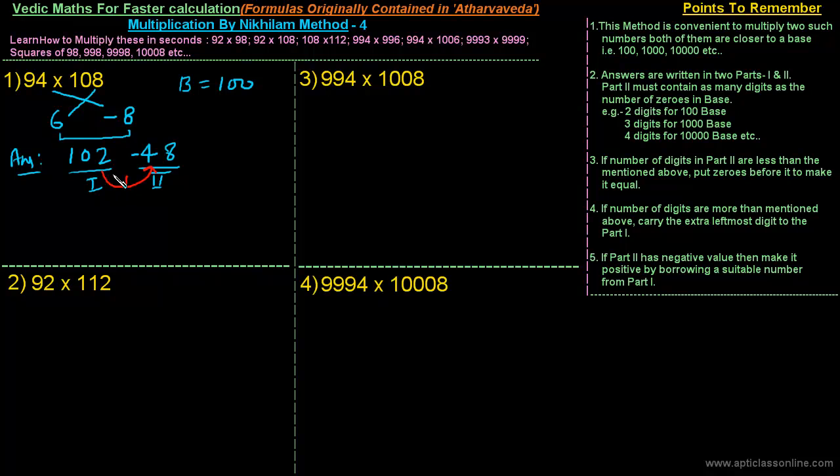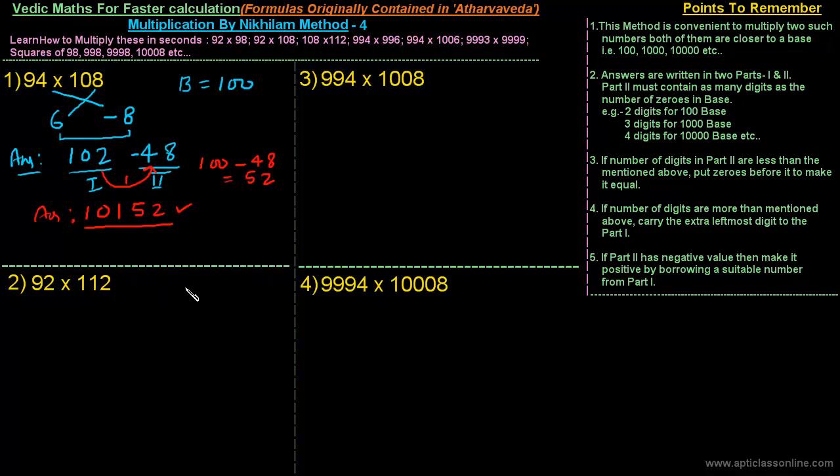So if you are borrowing one from part 1, it will become 101, and when it goes to part 2, it will become 100. So 100 added to minus 48 will be 52. So part 2, which was initially minus 48, becomes 52, and that becomes the final answer. And we see that part 2 contains two digits, which it has to contain. So that is the final answer.